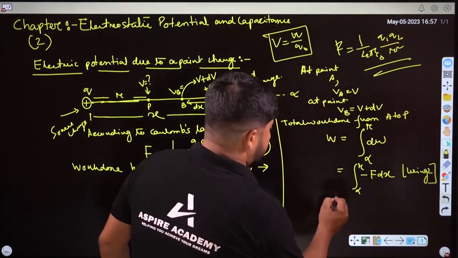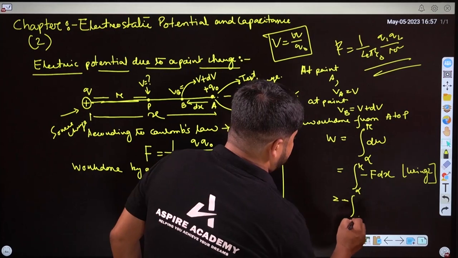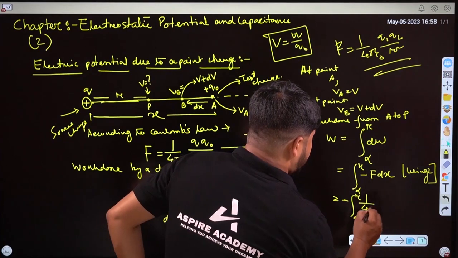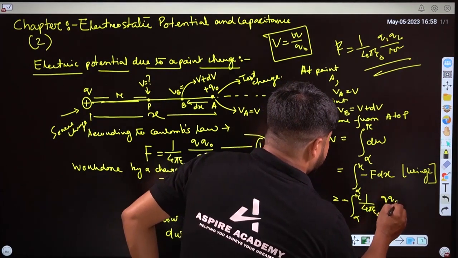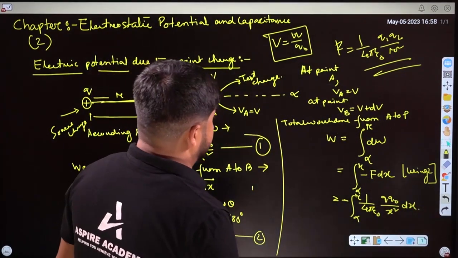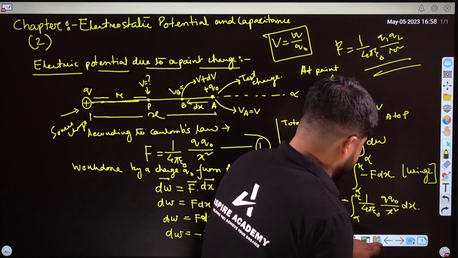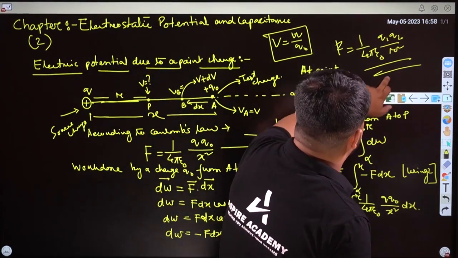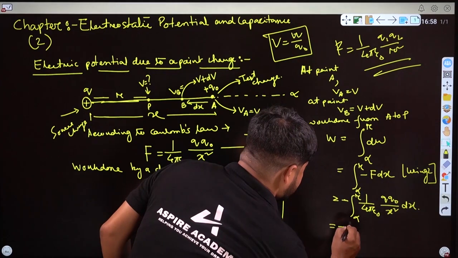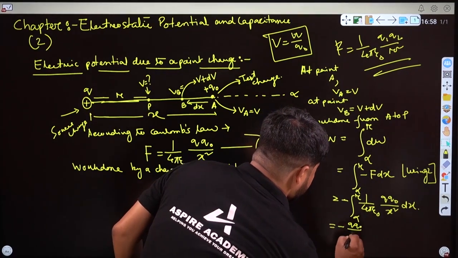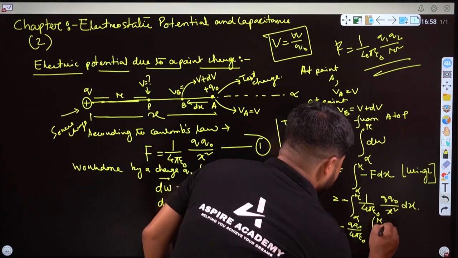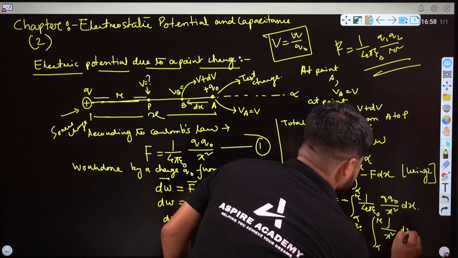Using equation 2, now the minus comes outside, from infinity to r, and the value of F from equation 1 is 1 by 4 pi epsilon naught q naught by x square dx. So after that, minus q naught by 4 pi epsilon naught, the constant comes out, and from infinity to r, 1 by x square dx remains.